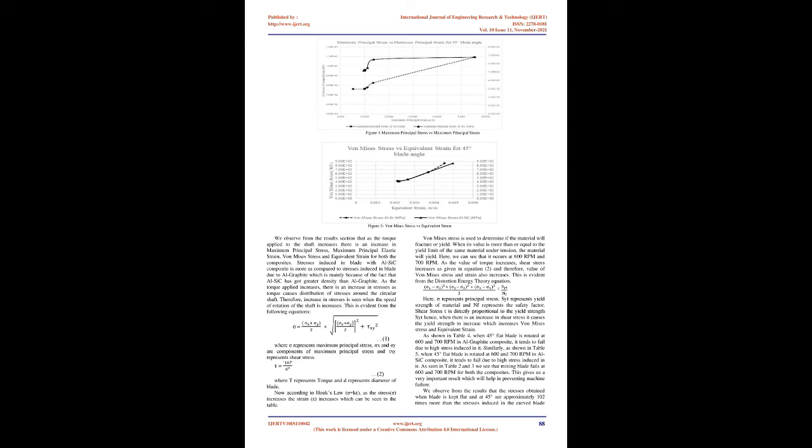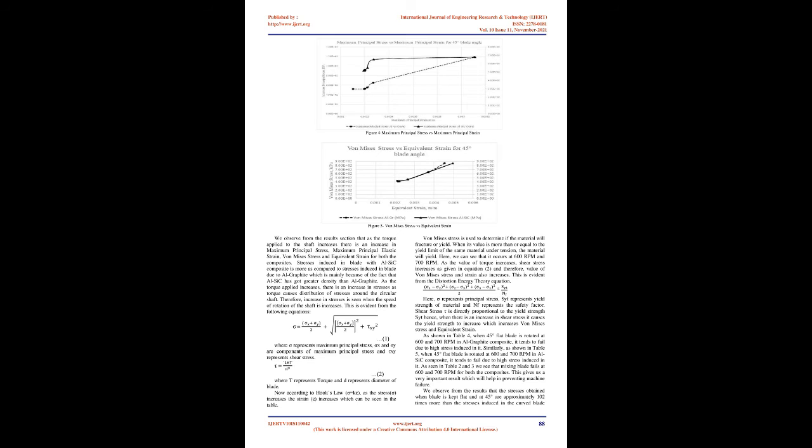As the value of torque increases, shear stress increases as given in equation 2, and therefore, value of von Mises stress and strain also increases. This is evident from the distortion energy theory equation: (S1 - S2)^2 + (S2 - S3)^2 + (S3 - S1)^2 = 2(SYT/NF)^2. Here, S represents principal stress, SYT represents yield strength of material and NF represents the safety factor.